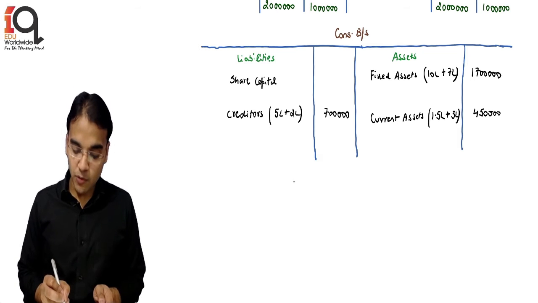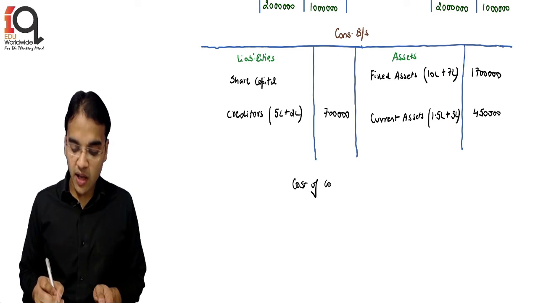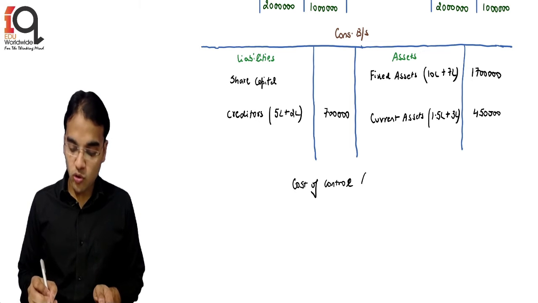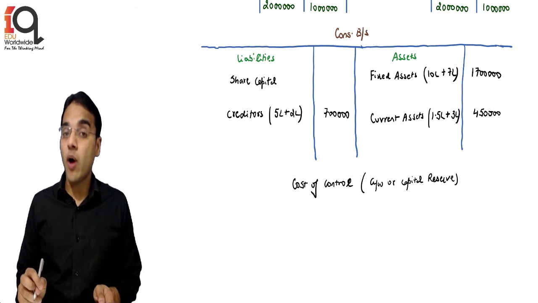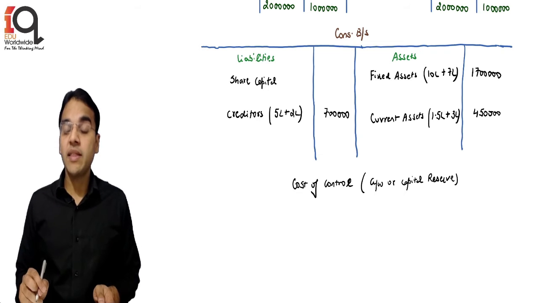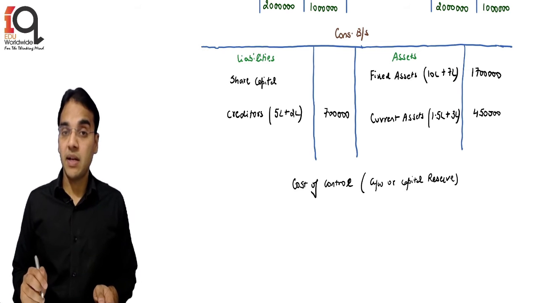There is one thing which we compute, student, the first concept we are learning: cost of control. And this cost of control is nothing but either goodwill or capital reserve, which is a very easy thing. If I have paid more in comparison to the net assets acquired of the other company, that is goodwill. If I paid less, that is capital reserve.